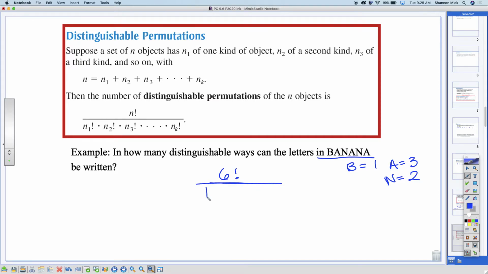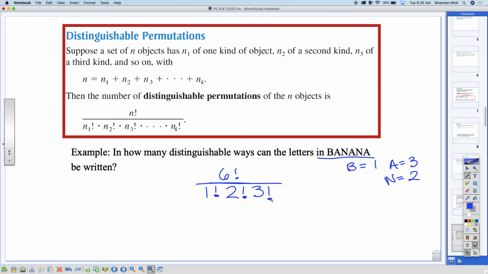I have 1 factorial for the B's, 2 factorial for the N's, and 3 factorial for the A's. Now, I could have put 3 factorial before 2 factorial. Does it make a difference? No. Okay? So then I reduce it. Now, that formula does not give you that, does it? So it's how many factorial of each thing you have.